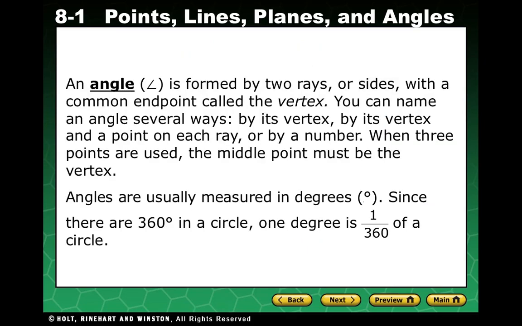Okay, an angle is formed by 2 rays or sides with a common endpoint called the vertex. You can name an angle several ways: by its vertex and a point on each ray, or by a number. When 3 points are used, the middle point must be the vertex. Angles are usually measured in degrees. Since there are 360 degrees in a circle, 1 degree is 1 out of 360 of a circle.